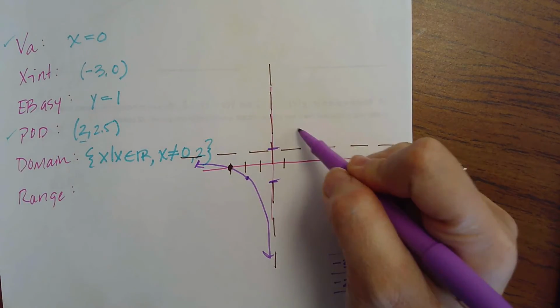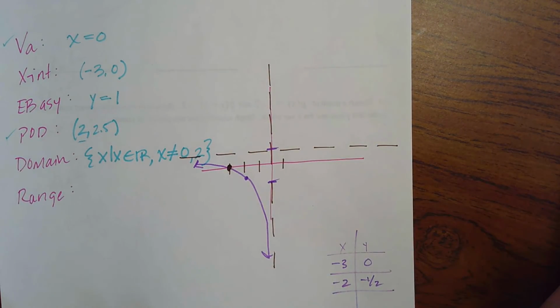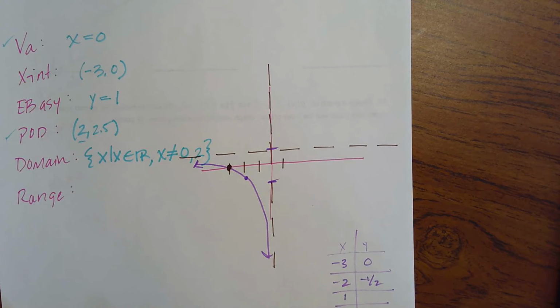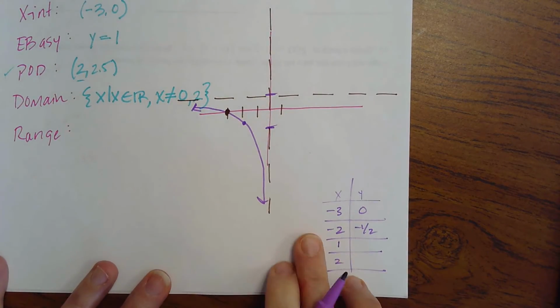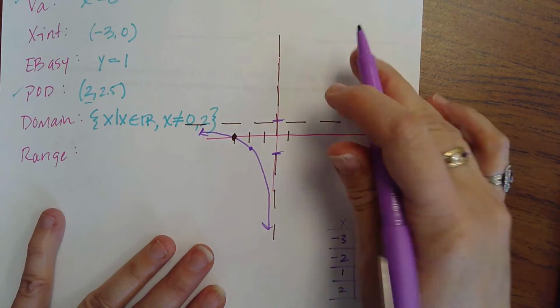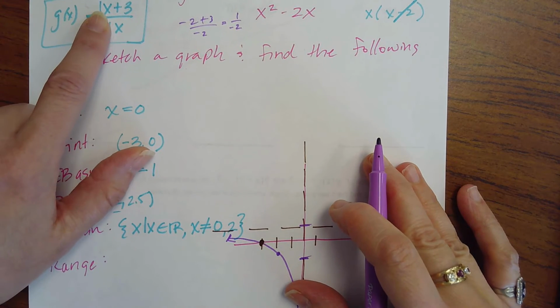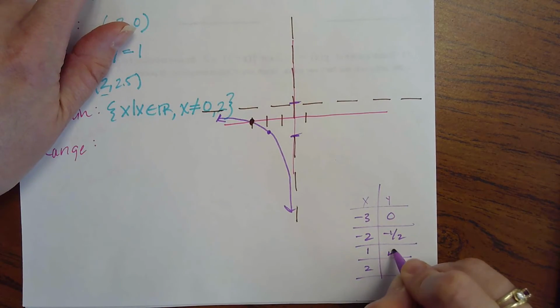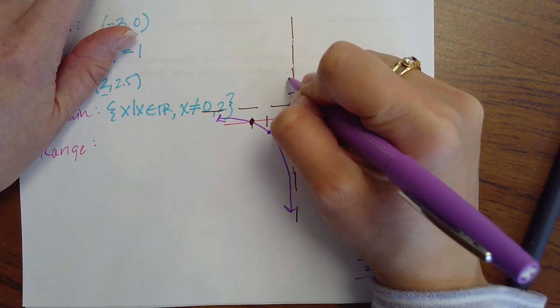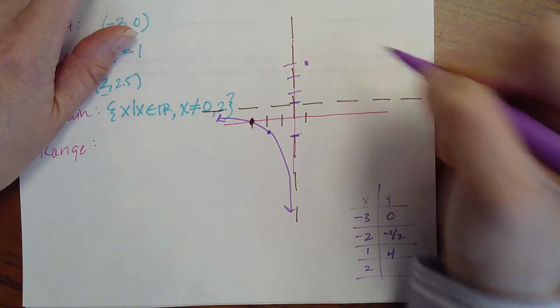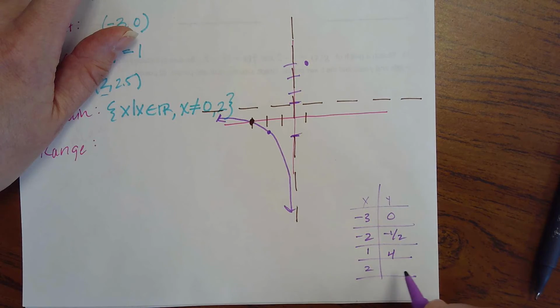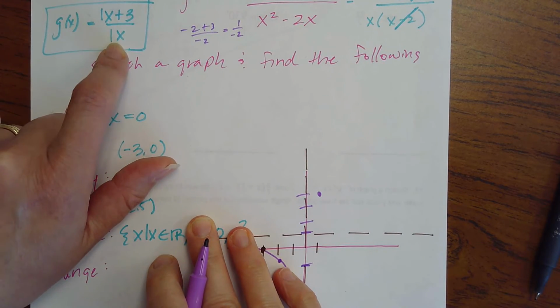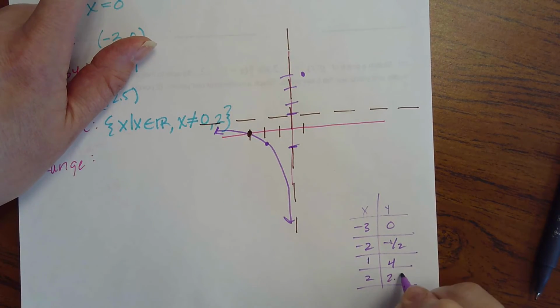I'm going to guess that the other branch is up here, just based off of all of the information that we've had before. So I'm going to plot 2 points: when x is 1 and when x is 2. I'm going to add those 2 points to my table. When x is 1, I get 1 plus 3, which is 4, 4 over 1, which is 4. So I'm going to put a dot there. And then when x is 2, I get 5 over 2, which is 2.5.